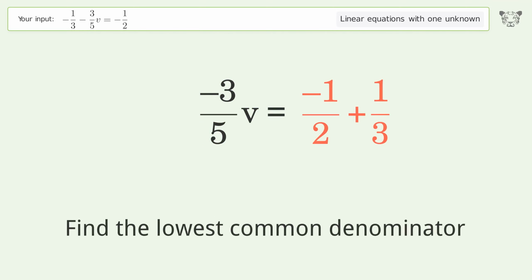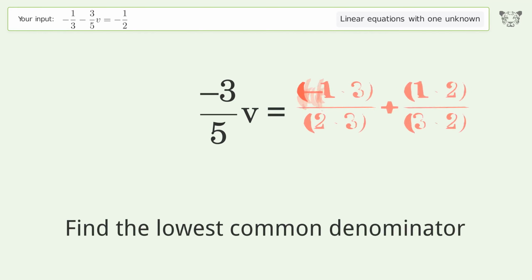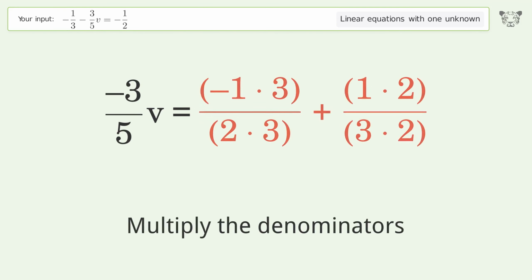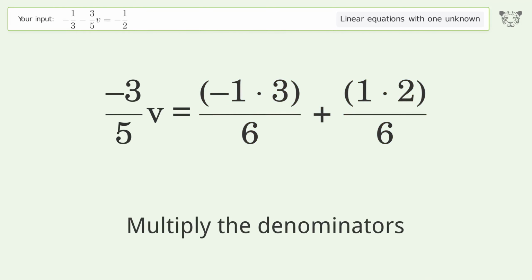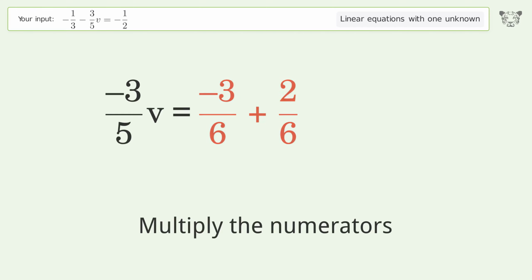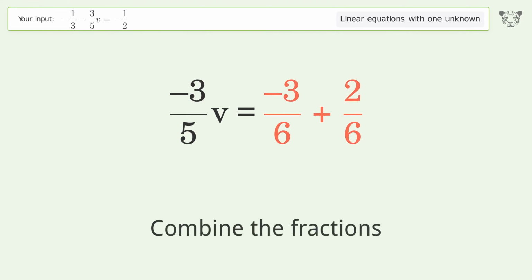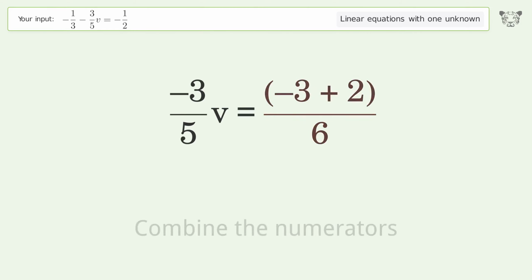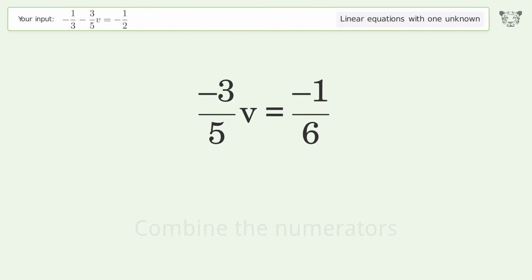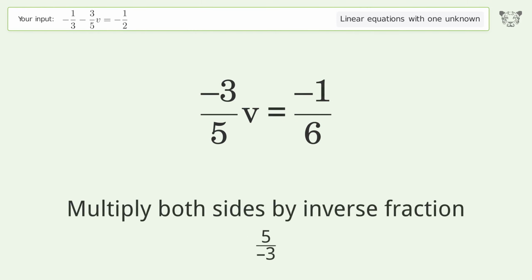Find the lowest common denominator. Multiply the denominators. Multiply the numerators. Combine the fractions. Combine the numerators. Isolate the v. Multiply both sides by inverse fraction 5/3.